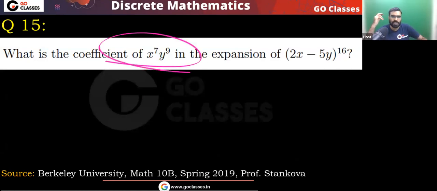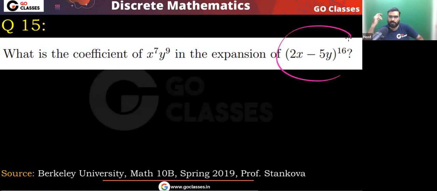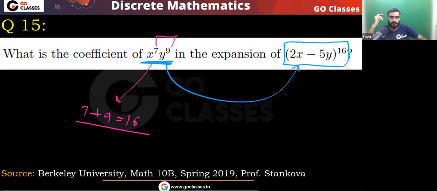What is the coefficient of x power 7, y power 9 in the expansion of (2x minus 5y) power 16? First of all, is this term even possible in this expansion? You can see here the power summation: 7 plus 9 is equal to 16. Yes, this is actually possible.